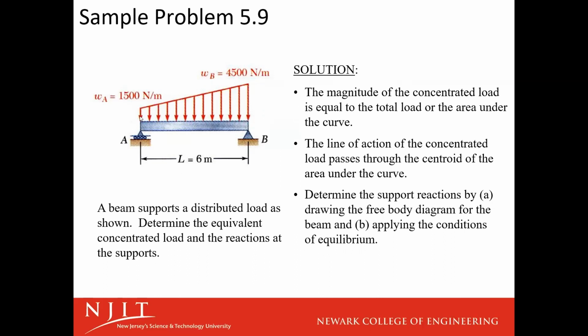So if we wanted to, we could cut off a rectangle. That could be our area 1: 1,500 newtons per meter times 6 meters. If that was the only area that we had, that multiplication would be the magnitude of our force, and it would be applied at the halfway point, at 3 meters. But it's not all that we have. We have this increase up to 4,500 newtons per meter at point B. So what you could do is either separate it into that rectangle and a triangle, or you could separate it into two triangles, which is what we're going to do here.